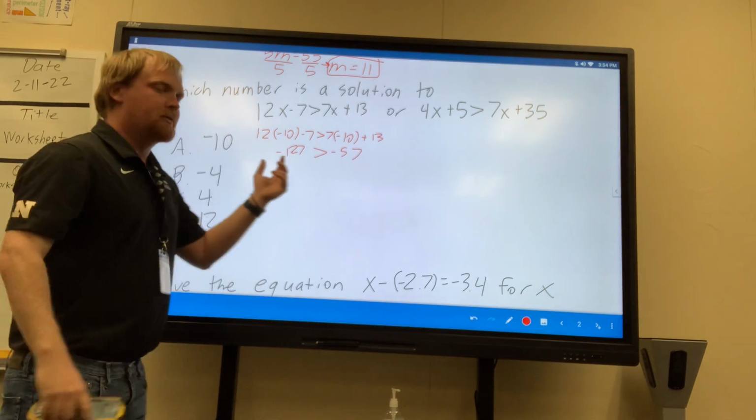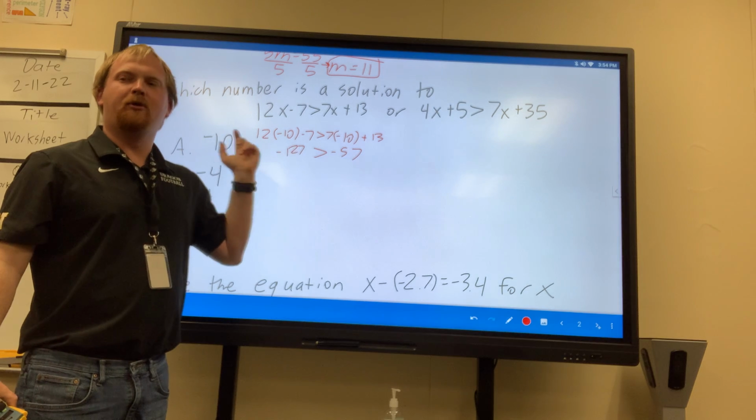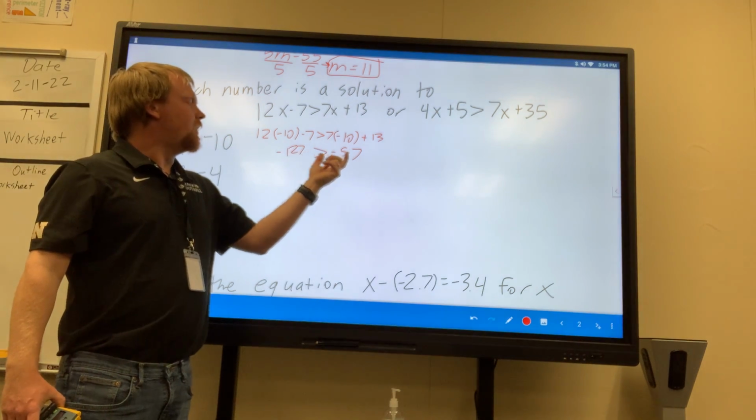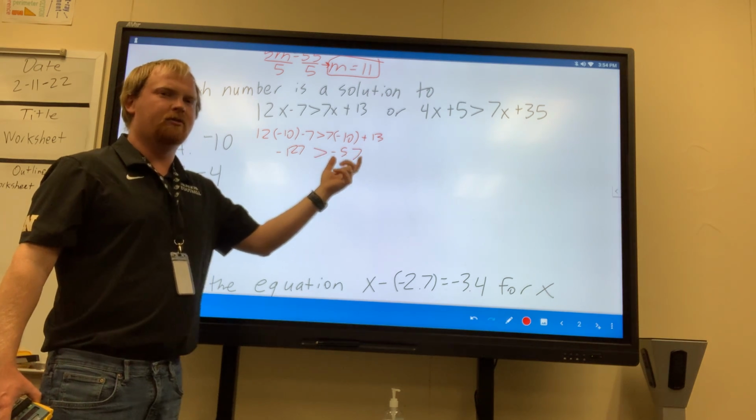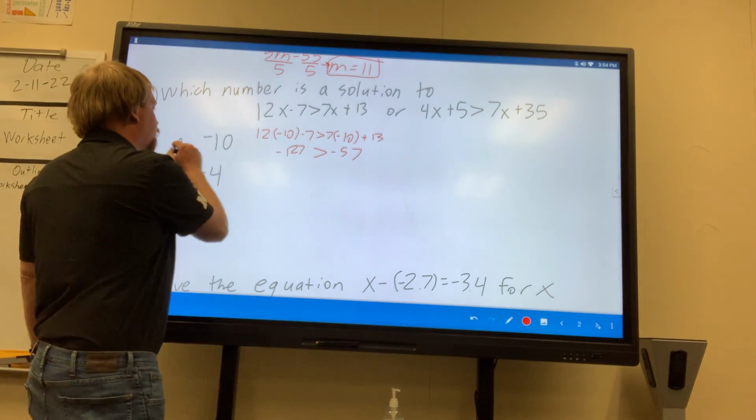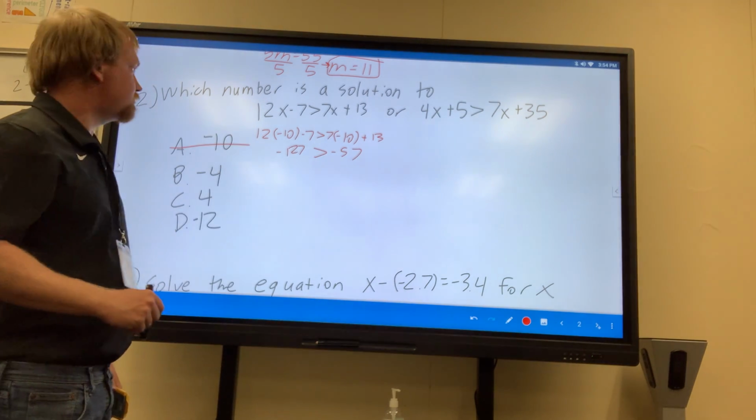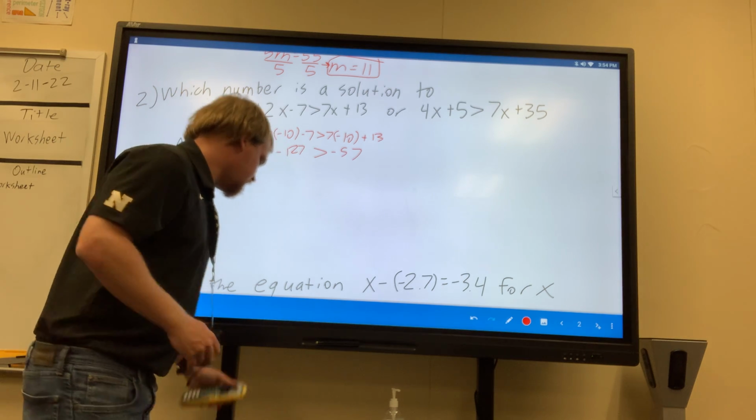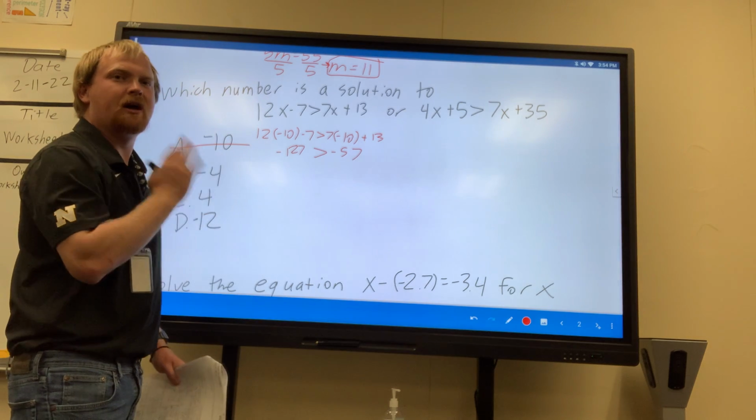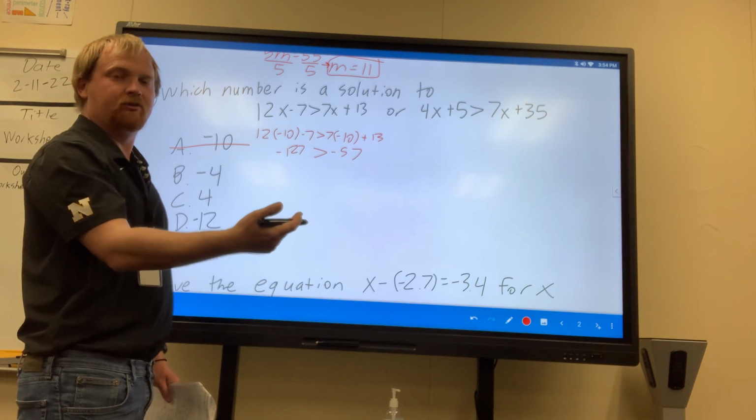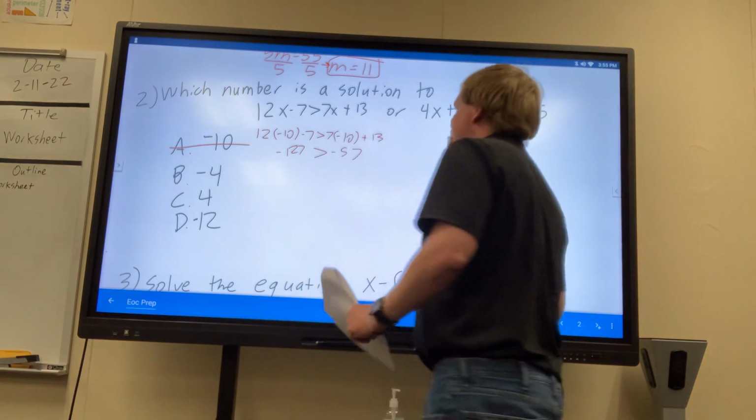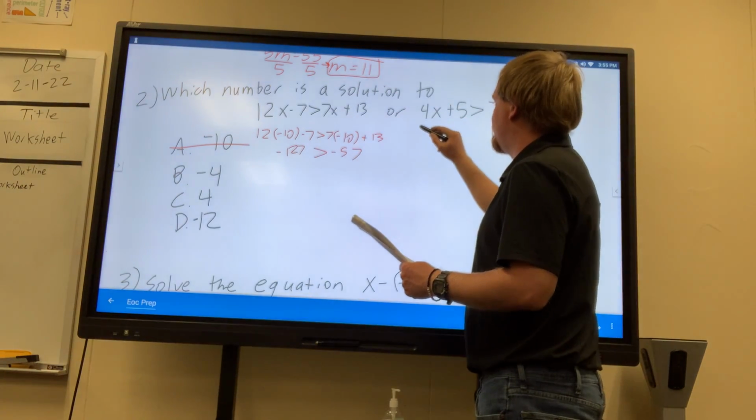Now, remember, when it's negative, the bigger number isn't the biggest. When it comes to being negative, the greater number is actually the one closest to 0. Negative 57 is closer to 0, so this will not work. Since I know that to be not true, I'm just going to move on to the next one. Next will be negative 4.